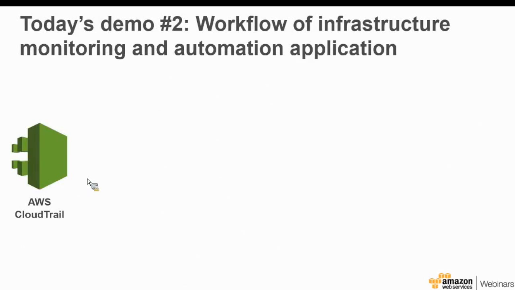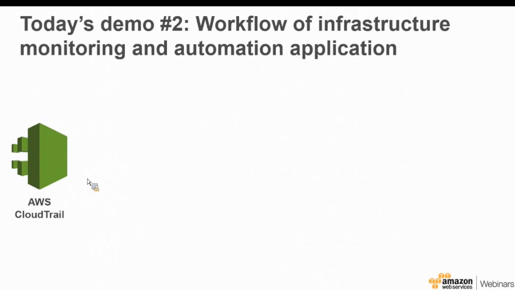So let's move on to a second quick workflow. I'd like to call out how you could monitor and automate your infrastructure, your infrastructure policies, or your compliance using S3 and Lambda. AWS has a service called AWS CloudTrail, which logs all of your API activity on AWS and then pushes that activity to an S3 bucket periodically.